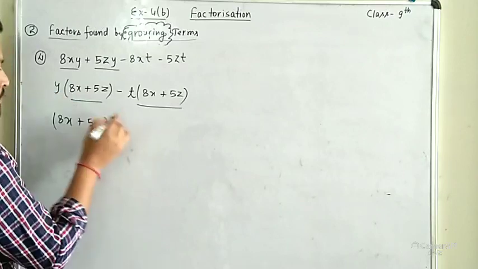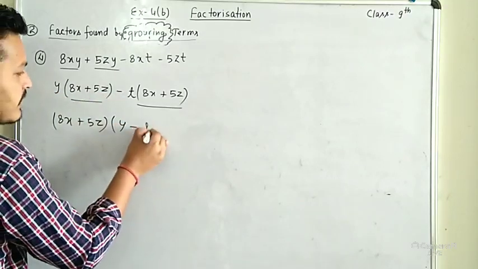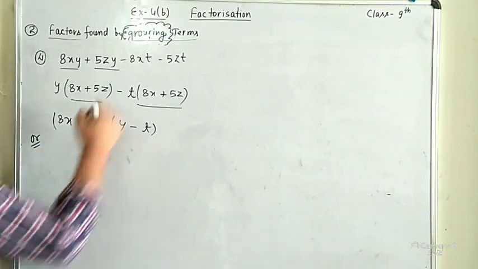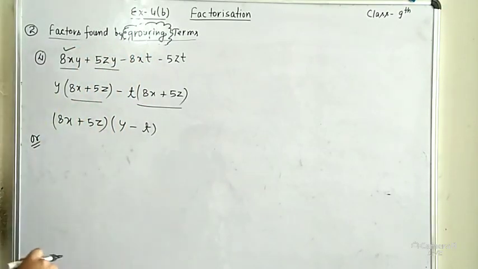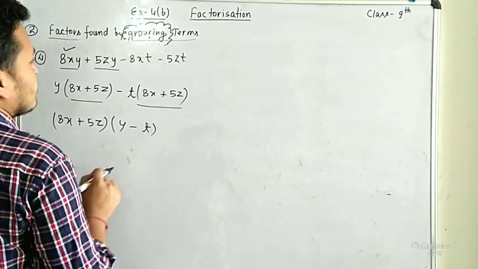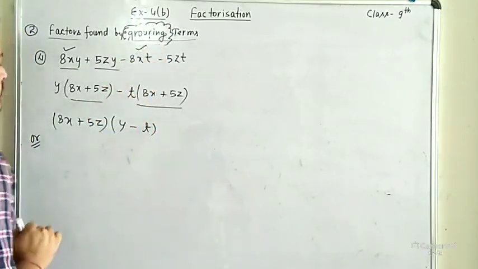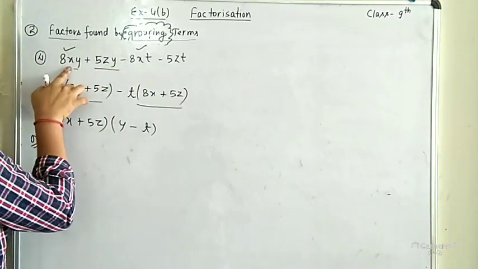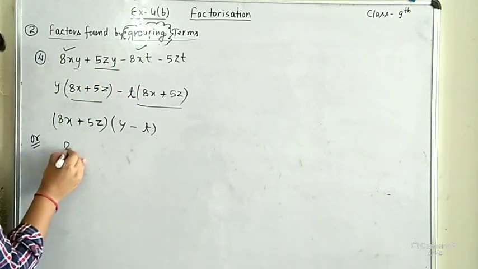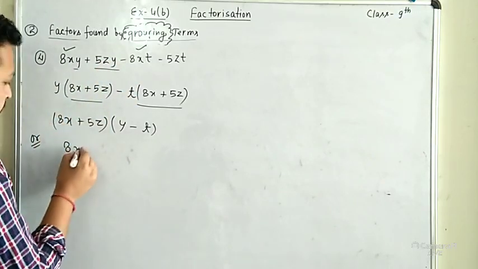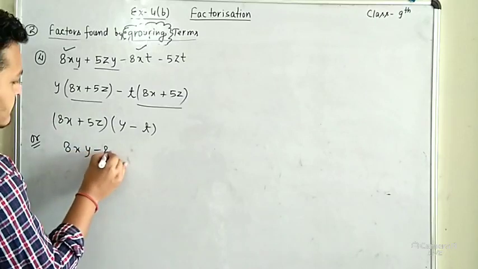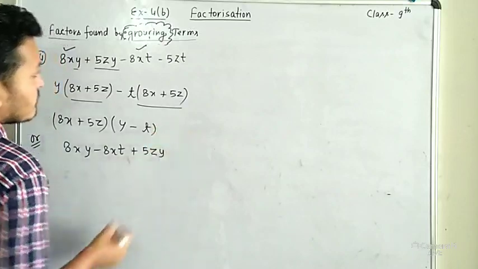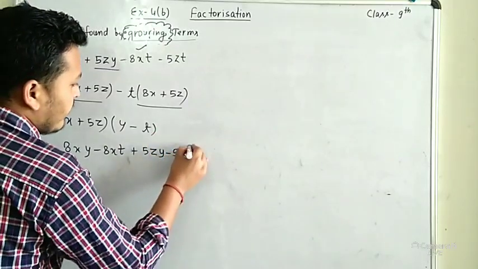The remaining terms: y will remain in the first part, minus t is remaining in the second part. Same, इसमें एक और मेथड अप्लाई हो सकता है. In this, the first pair, first number, and its group, we can take another number. This part also we can take, because 8xy, 8xt. So which number can we take common here? 8x we can take common here. So 8x, rearranging the number: 8xy minus 8xt, then plus 5zy minus 5zt.